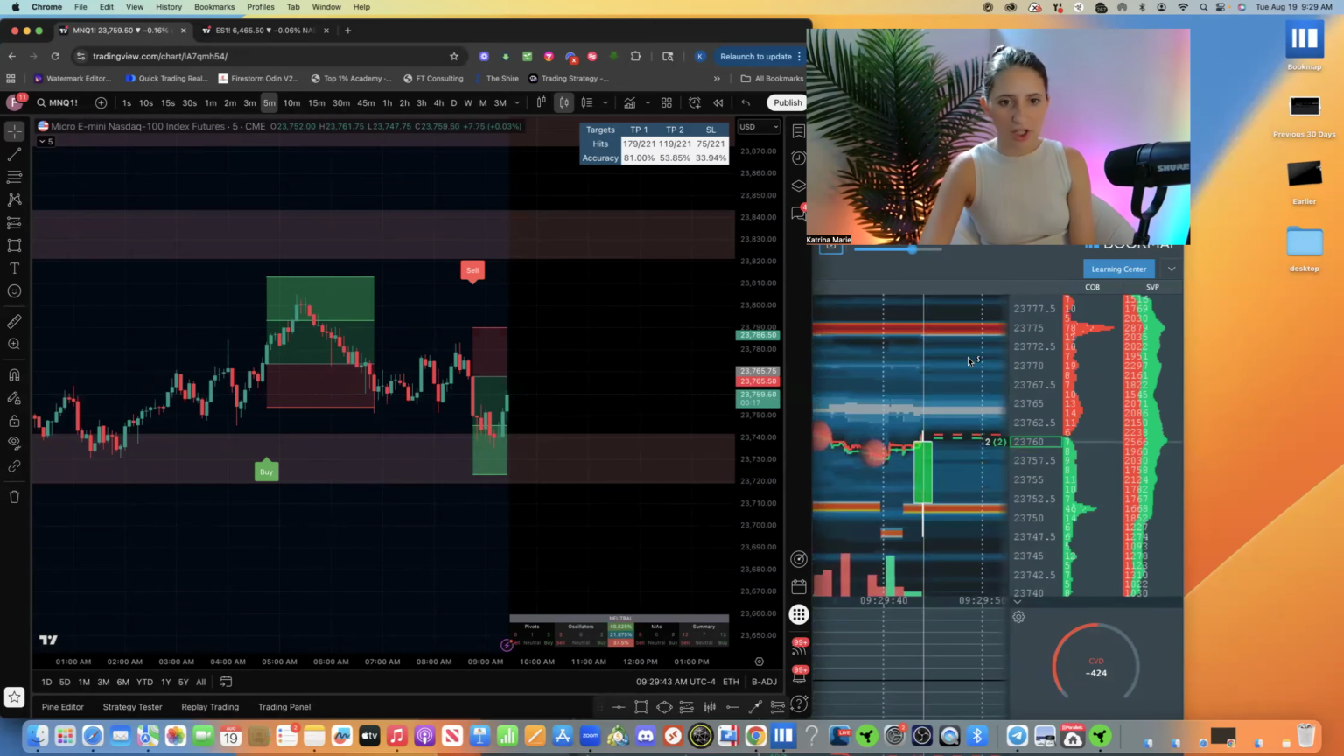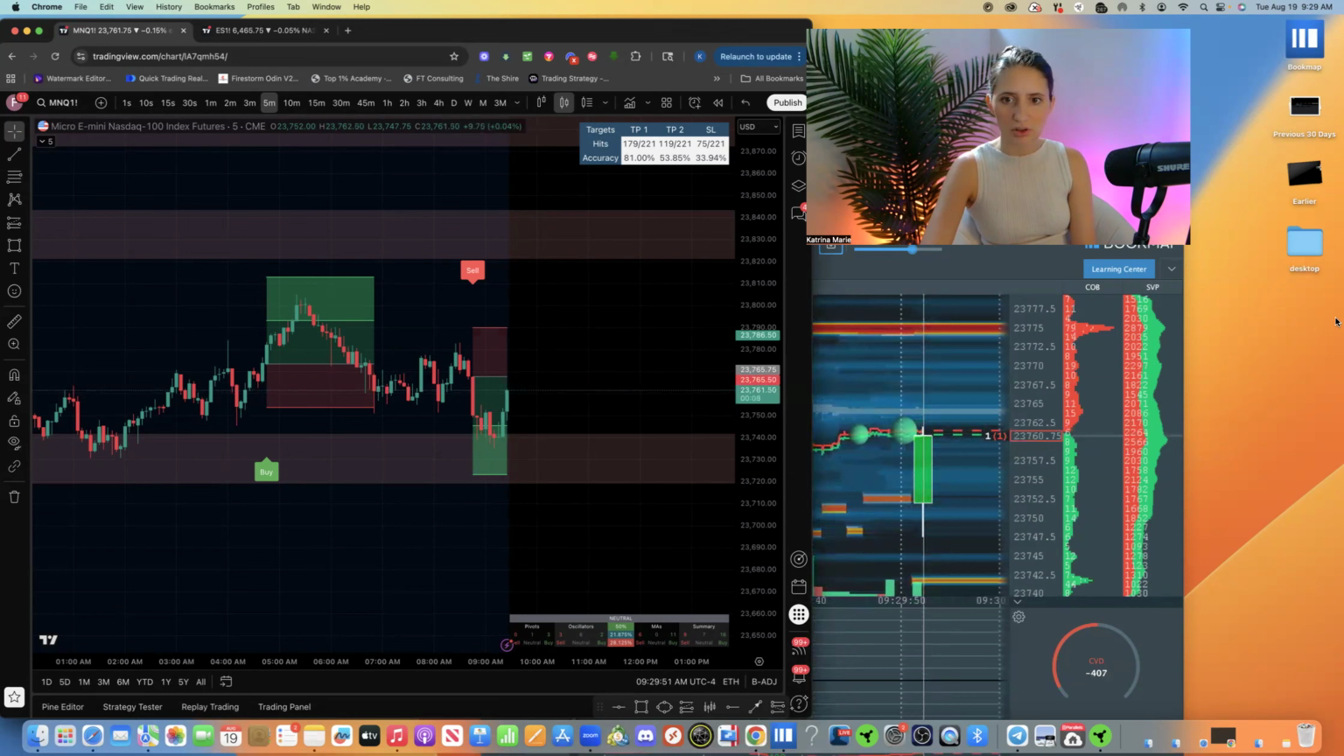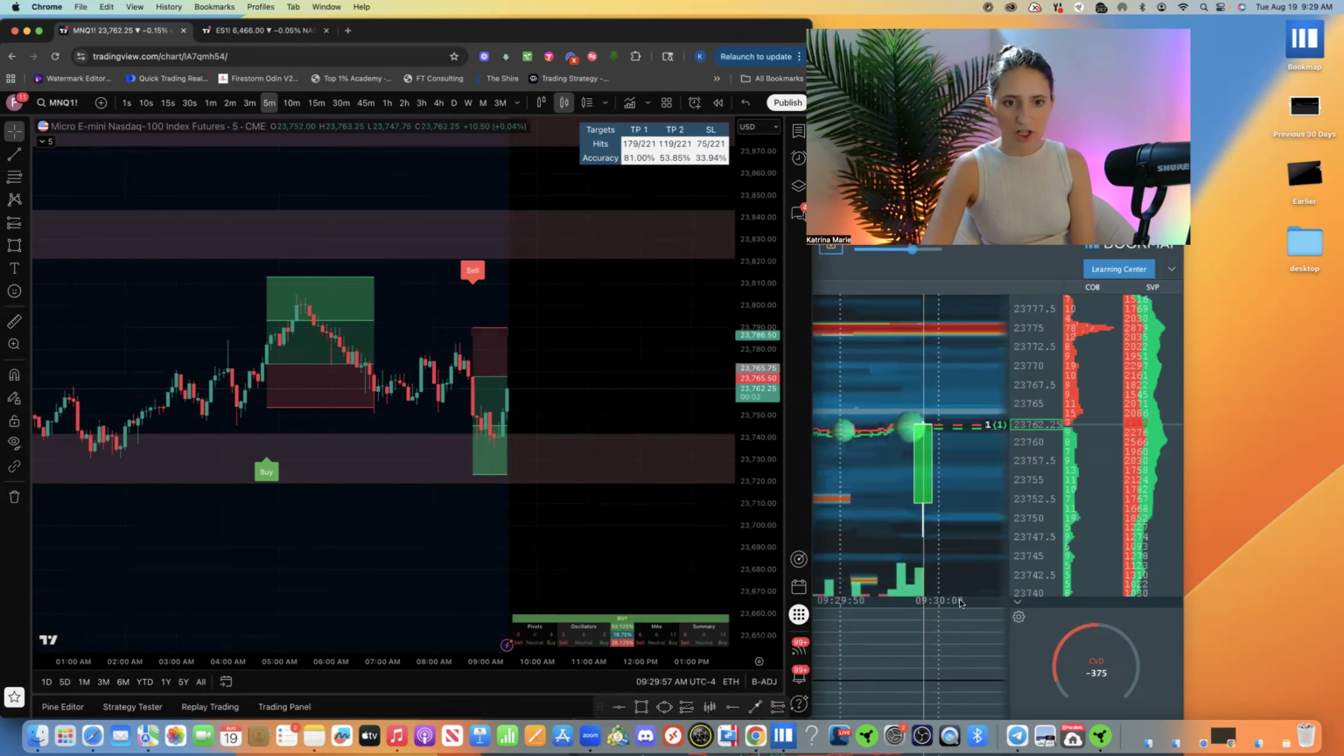So is everyone understanding what I'm looking at here? The red zones are what you're going to want to be looking for. Those are where it's pretty hot for the buyers and the sellers to be sitting.